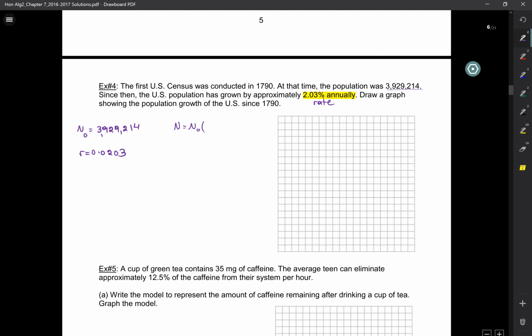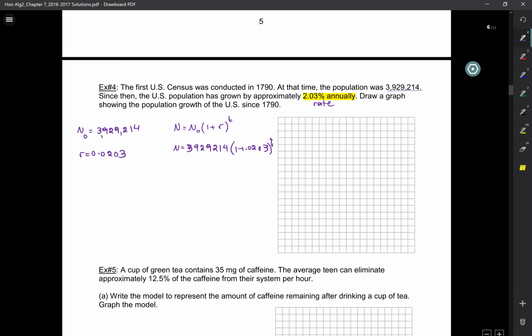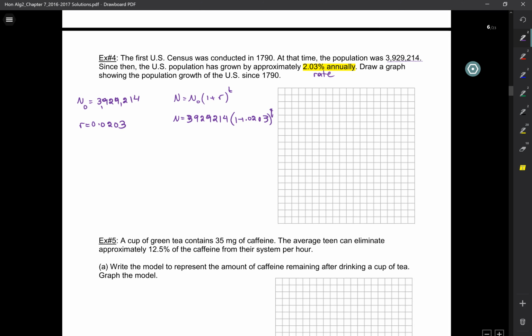Okay? The equation is N equals N naught. Now, this one, it's for growth, right? So it's going to be 1 plus R to the power of T. And this is 3,929,214 times 1 plus 0.0203 to the power of T. We leave T as a variable because we're going to graph it. I leave it as T because I want it to be in variable form.